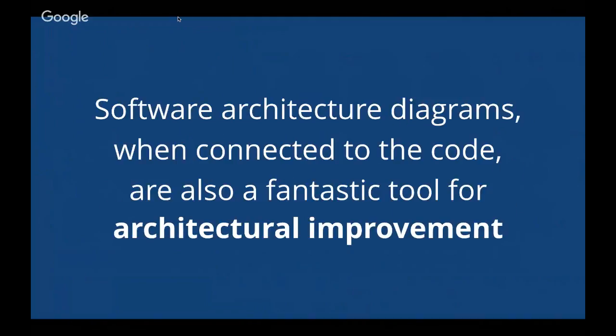There's also an interesting secondary use that we're not really going to talk about today, but I can point you to some other resources that tell you more about this. Basically what I'm saying here is, if your architecture diagrams are actually connected to your source code somehow, you can use those architecture diagrams as a way to do things like architectural improvement. And what I mean by that is to facilitate architectural refactorings.